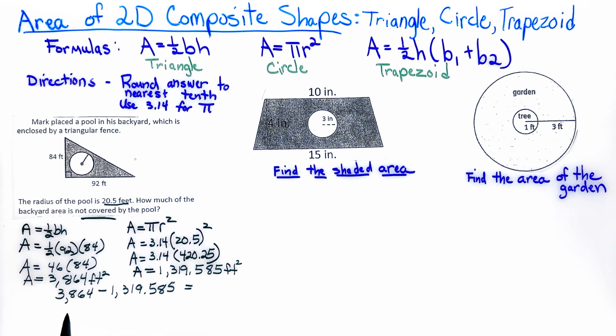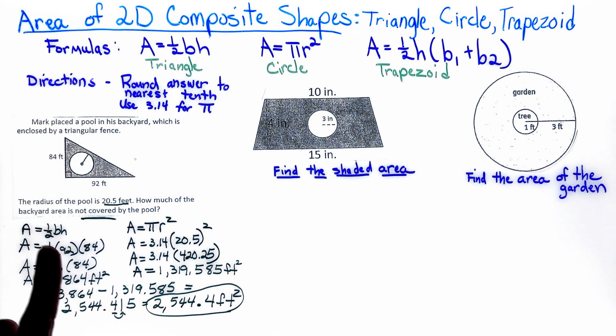And when we do that subtraction, we end up with 2,544.5415. It said round to the nearest tenth, so I'm looking, this is going to either stay a 4 or become a 5. And since that is a 1, we know our answer is 2,544.5 feet squared. And there is the area that we have for the grassy area of his yard.